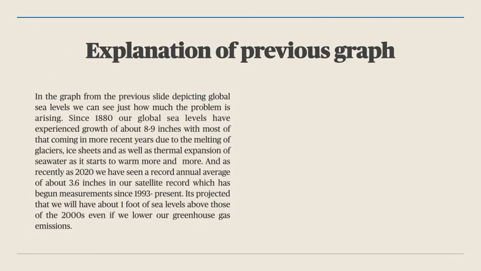Explanation of previous graph. In the graph from the previous slide depicting global sea levels, we can see just how much the problem is arising. Since 1880, our global sea levels have experienced growth of about 8 to 9 inches, with most of that coming in more recent years due to the melting of glaciers and ice sheets, as well as thermal expansion of seawater as it starts to warm more and more.